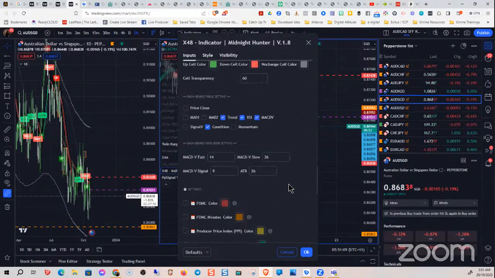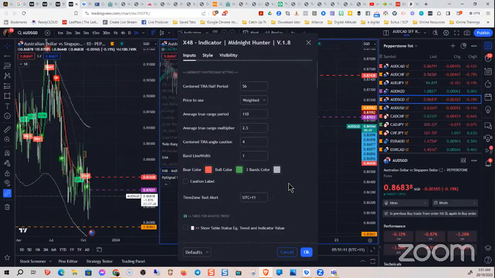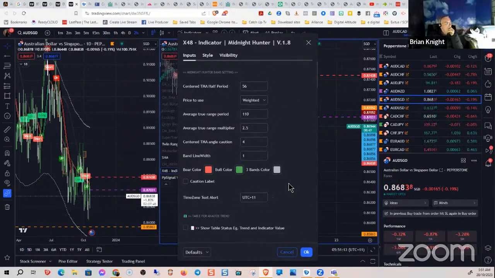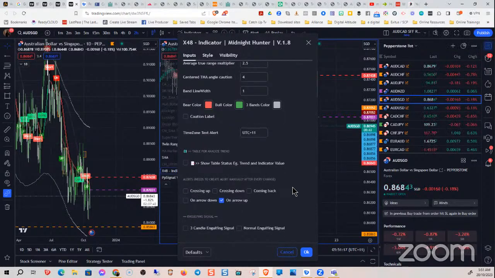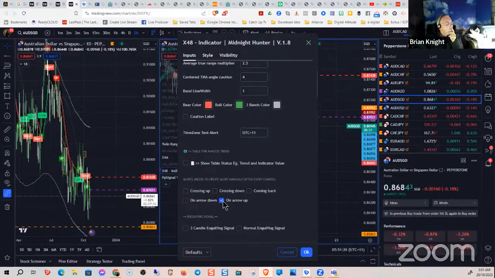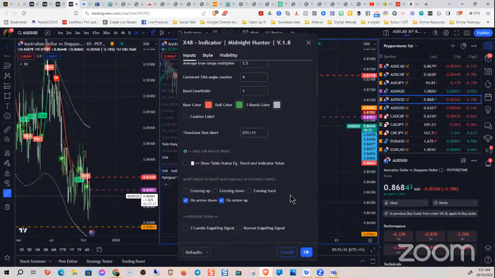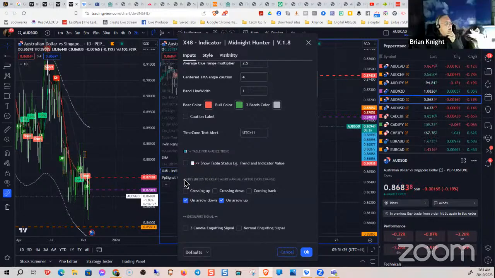Let's go back. So after the time, let's see. What is that you have clicked? On arrow up. There's no one arrow down. Where's that? It's under alerts. Need to create alert manually after every change.